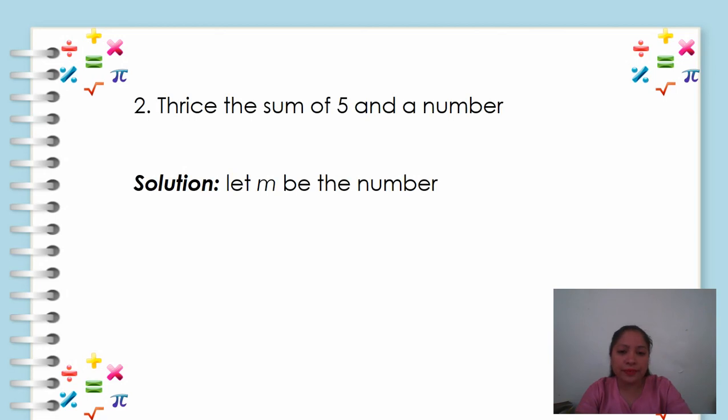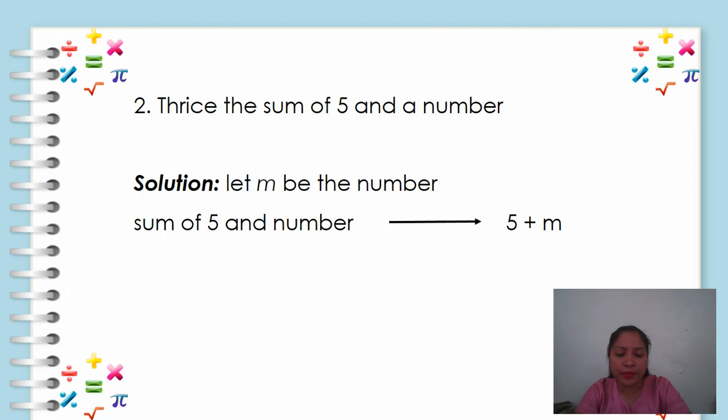Let n be the number. And then, unahin natin i-translate yung sum of 5 and a number. At ang keyword natin dito ay sum. So, ang operational symbol na involved dito ay the plus sign. So, that is 5 plus n.